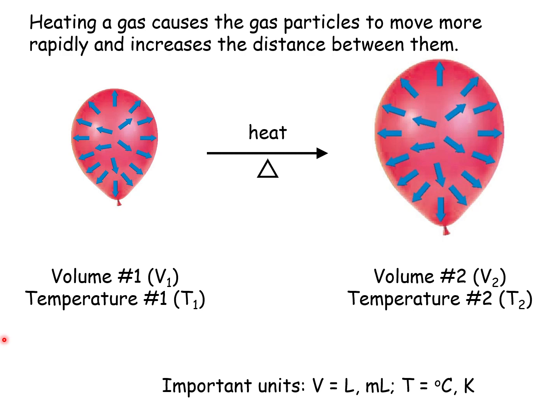The way you keep the ones and the twos distinct is you go through the problem and you say, all right, here's the first volume I found. Here's the temperature that goes with it. So that would be V1 and T1. And then you say, all right, here's the new volume and here's the new temperature. It's just a matter of keeping the information organized.